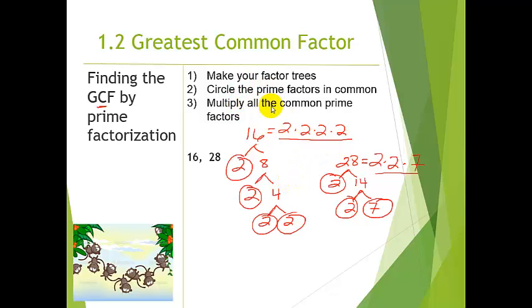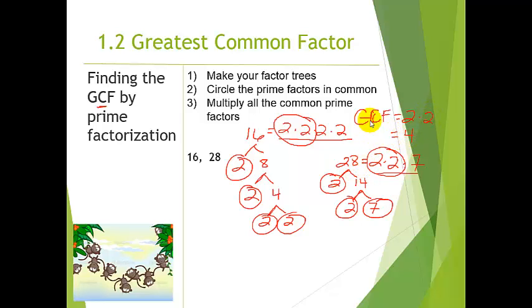So then it says multiply all the common prime factors. So what's in common is I have 2 times 2. I have 2 2's here. Oh, and I have 2 2's here. I couldn't do all 2's because there's only 2 here and 2 here. And so our GCF is going to equal 2 times 2, which equals 4.